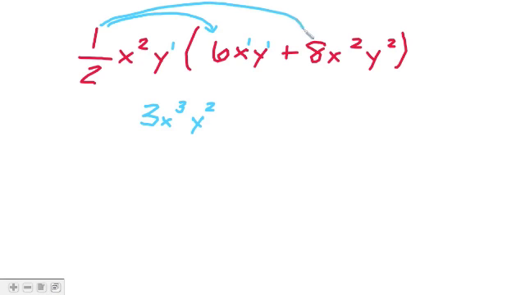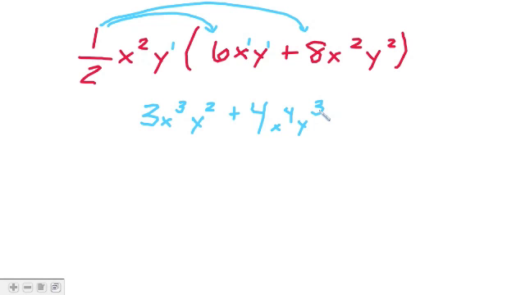Now let's do the next one. Well, what is half of 8? That's going to be 4. Now let's do the variables. 2 plus 2 equals 4. 1 plus 2 equals 3. And that's your final answer.